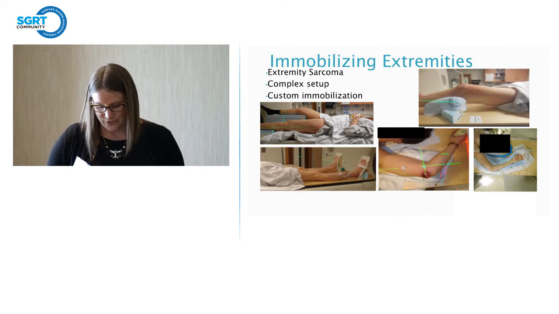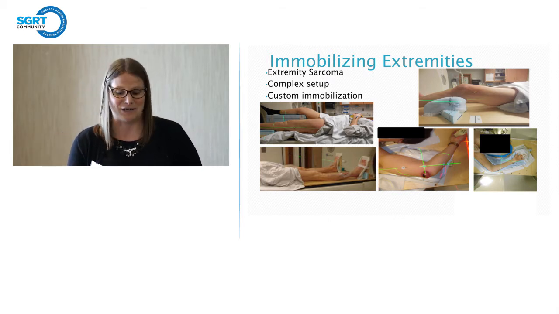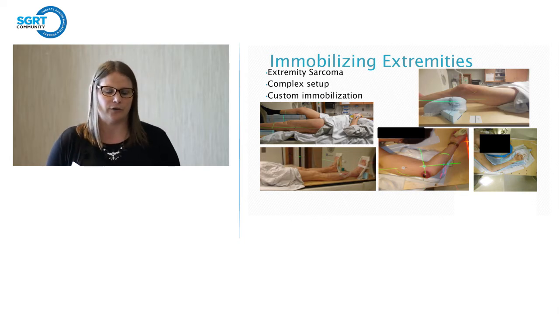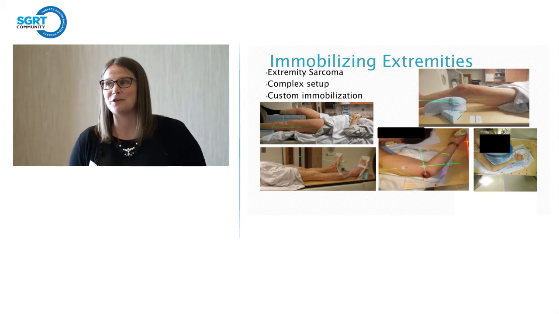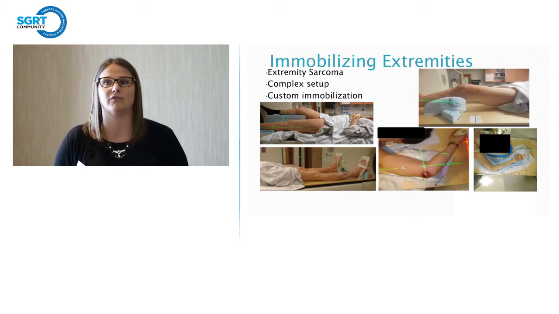So of all cancers, the American Cancer Society actually predicts only 12,000 new cases in 2017. So they are rare. We do seem to treat a lot of them at Mass General. So for us, this was a useful technology to implement. So as everybody knows, treating extremities can be extremely challenging given the wide range of possible motion of extremities.